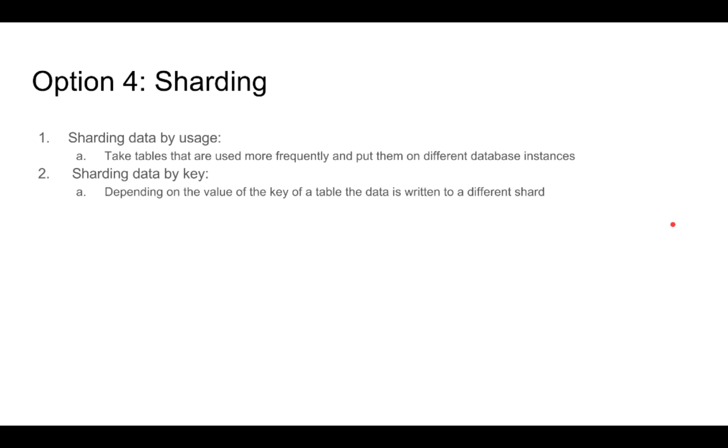So the two broad ways of sharding are sharding data by usage, so we can take tables that are being used more frequently than other tables and take them out and put them into separate database instances, or we can shard by key, in which case data inside a table is split across various database instances. So depending on the value of a key, a row is put in one database instance or another. For example, if we are looking at a user table, then we might decide that all the users from 1 to 1 million go into shard 1, from users 1 million to 2 million go into shard 2, and so on and so forth.